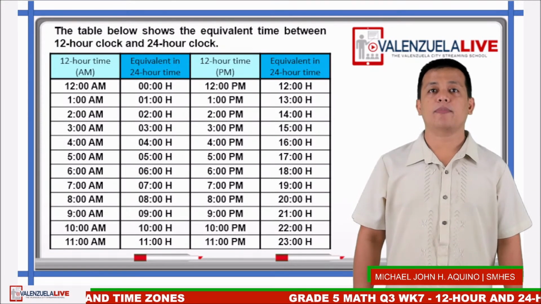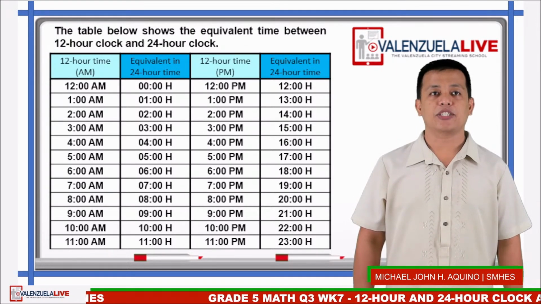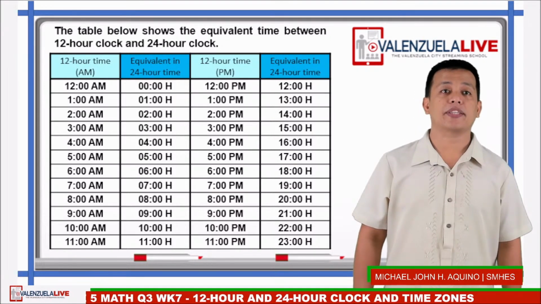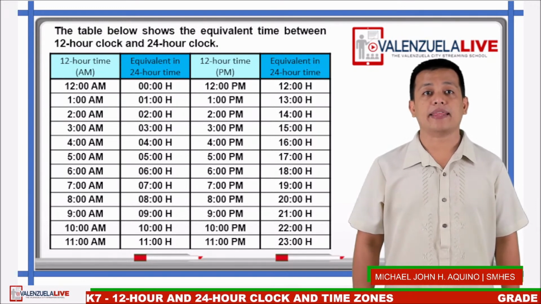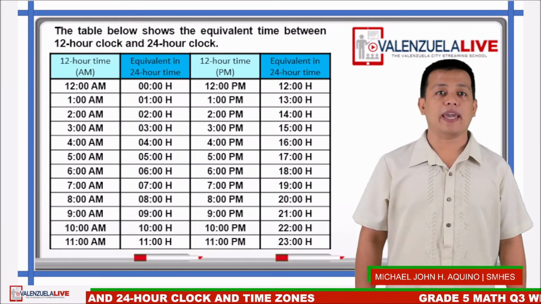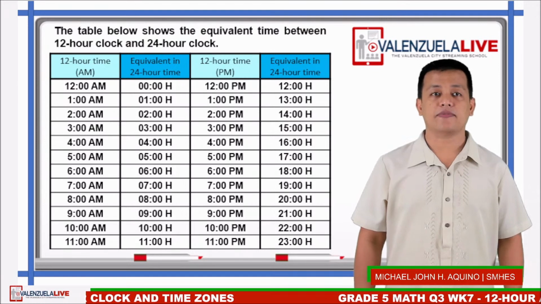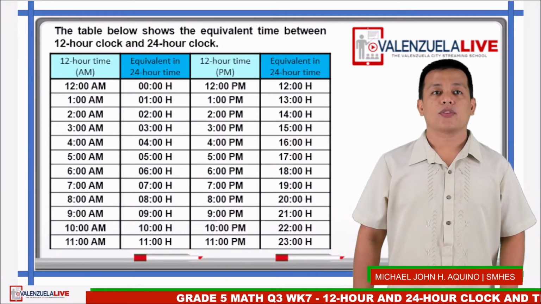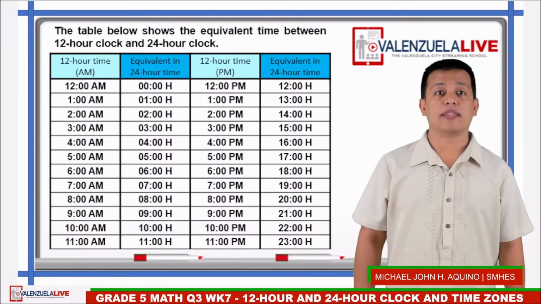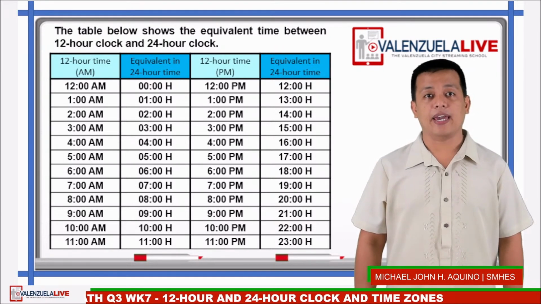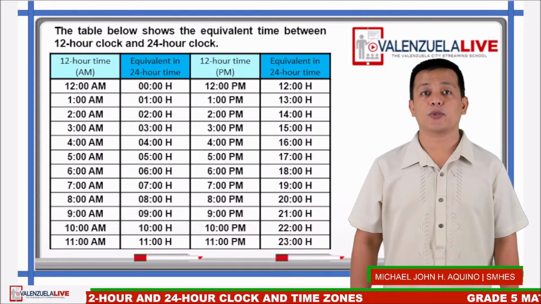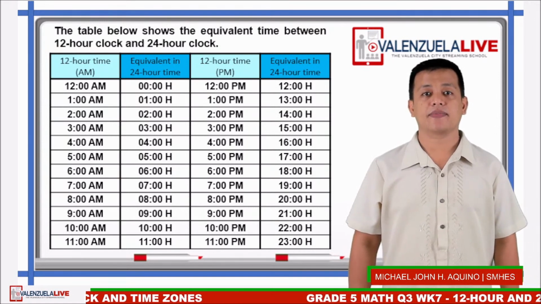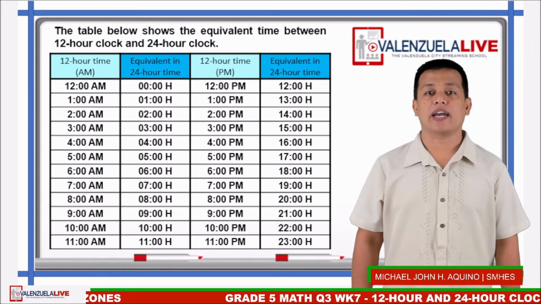The table below shows the equivalent time between the 12-hour clock and the 24-hour clock. As you can see, we have 12 a.m. and 0 hundred. The blue part shows the 12-hour time in a.m. and the equivalent in 24-hour time. So 12 a.m. is equivalent to 0 hundred. Then we have 1 a.m., that is 100. Then 5 a.m., 500. And on the other part, we also have the afternoon. For example, 3 p.m. is equal to 1500. 9 p.m. is equal to 2100.